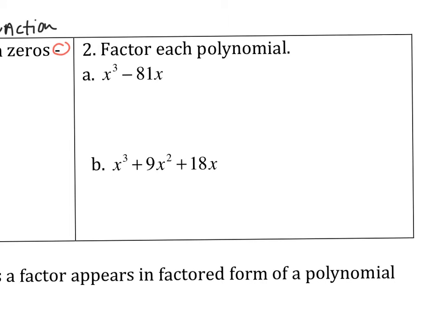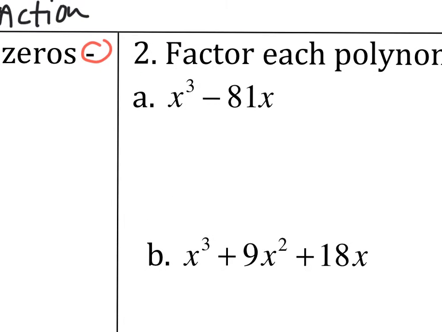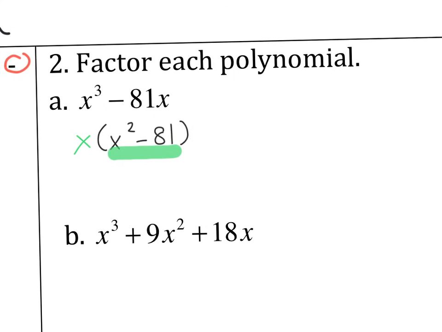Next up, we want to factor each polynomial. So, what is something that we can pull out of both of these? Anybody? Anybody? Yay, so we see that I can pull out an x. When I do that, this becomes x squared minus 81. And what do we notice about this right here? It's a difference of 2 squares.